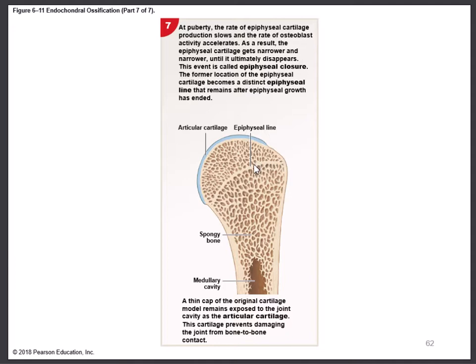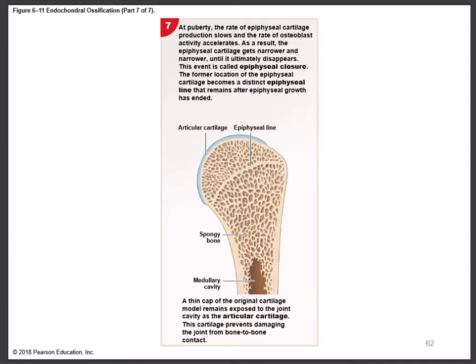We have what we call epiphyseal closure, and you see here there's like a line. This is where the epiphyseal plate or the epiphyseal cartilage was. We can sometimes see that on an x-ray. So that tells us that this bone is done growing. It's not going to grow in length any further.